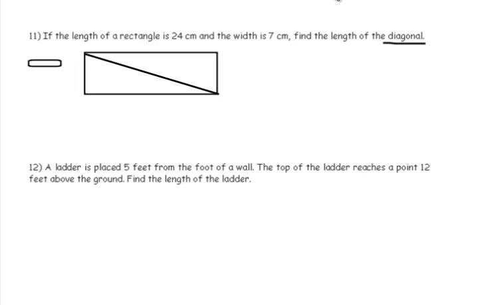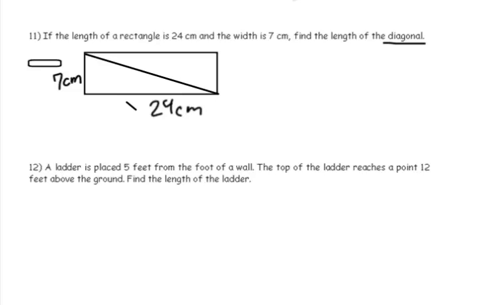Now, a diagonal goes to a non-adjacent vertex is the way that we say that in math terms, which means you can't go to the one next to it. It's not the side. So the length is 24 centimeters, and our width is 7 centimeters. And we're going to try and find the diagonal.